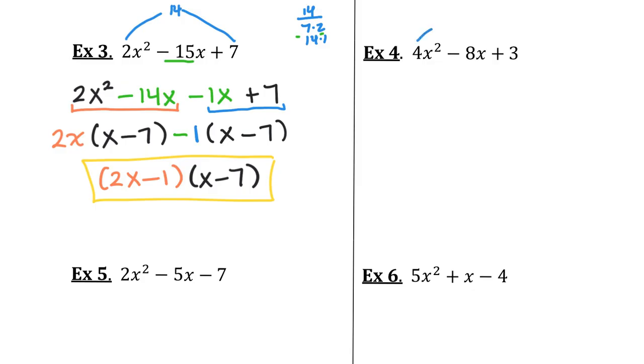Let's see, 4 times 3 is 12. 4 times 3, 6 times 2. Oh wait, it's 6 and 2, huh? I'm trying to make it add up to negative 8. So 6 plus 2 is 8. I want it to be a negative 8, so let me make it negative.